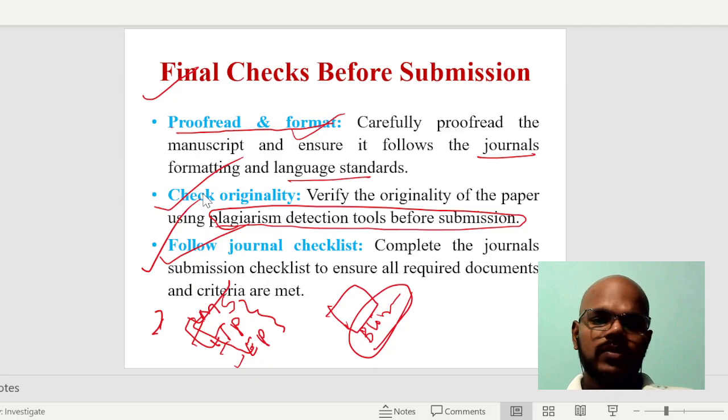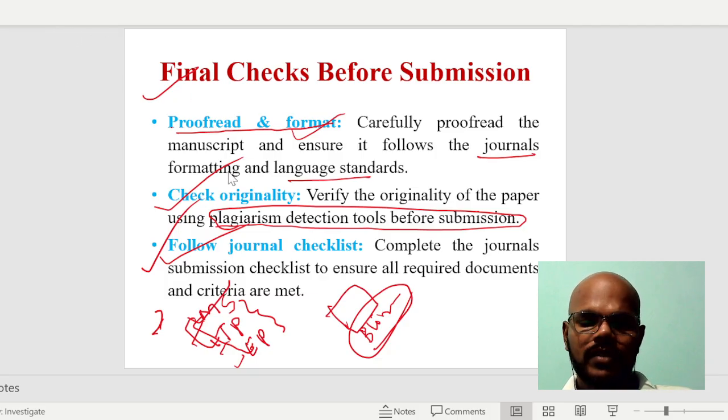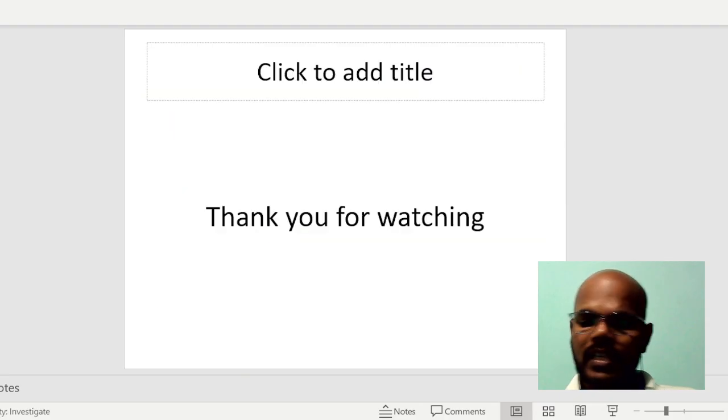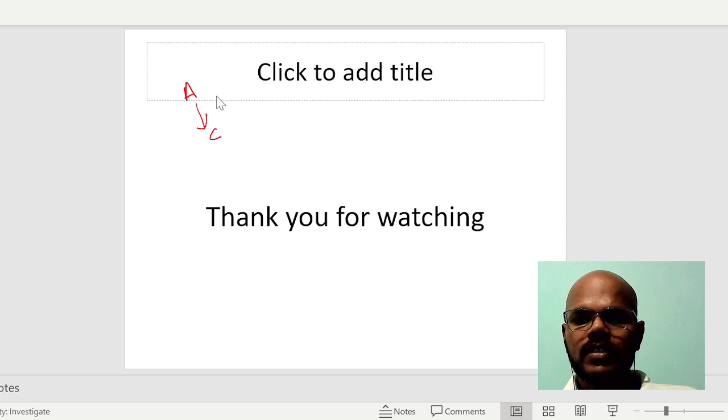Okay. Now you have reached the end of today's presentation, starting from the abstract to the conclusion of the research article. Now I hope everyone enjoyed this session.